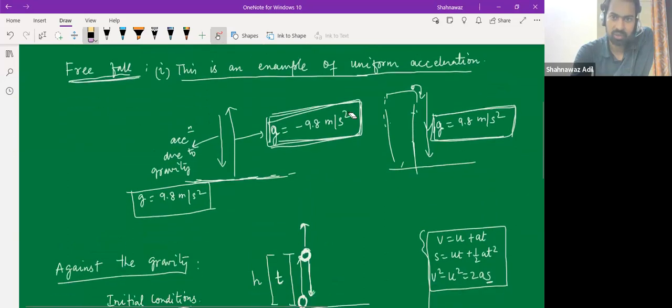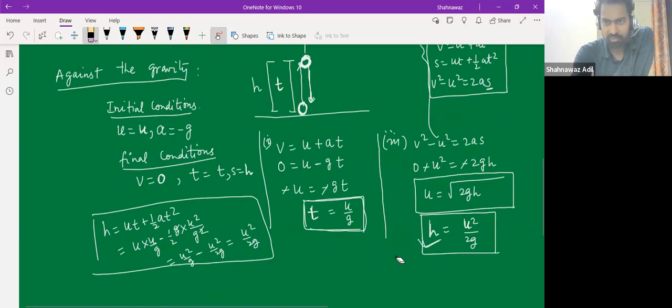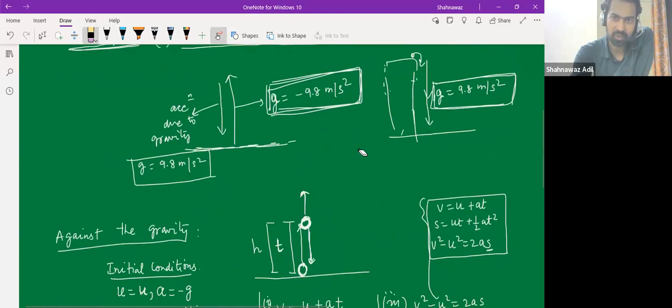So what if they tell us to find the speed? Initial speed? Yes, sir. Whether they will give the time or they will give the height, we will do all kinds of questions.